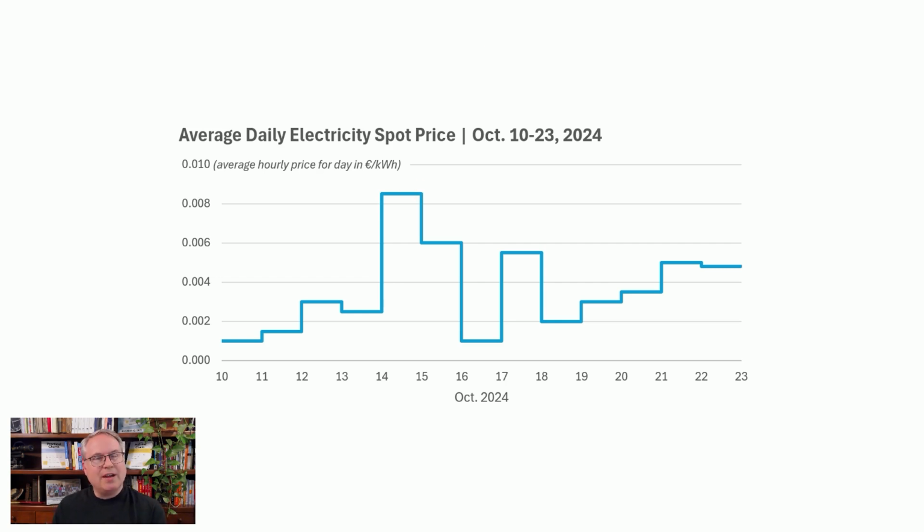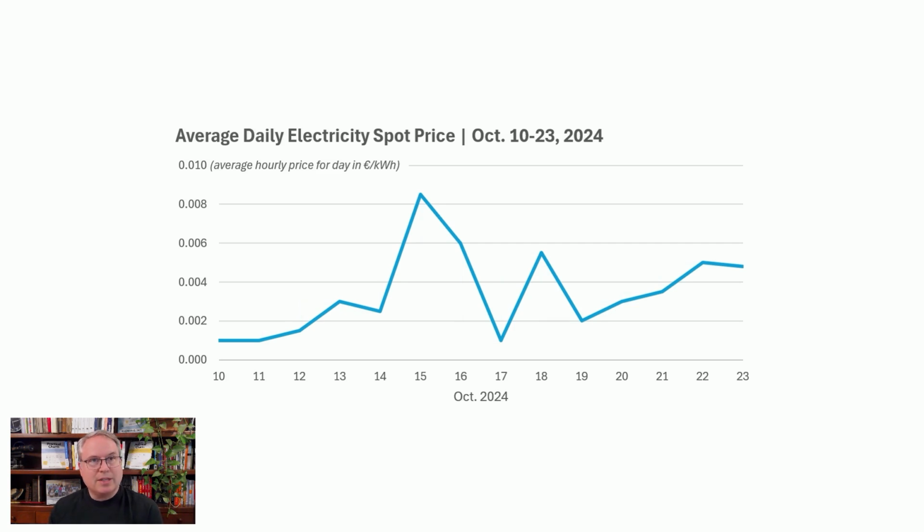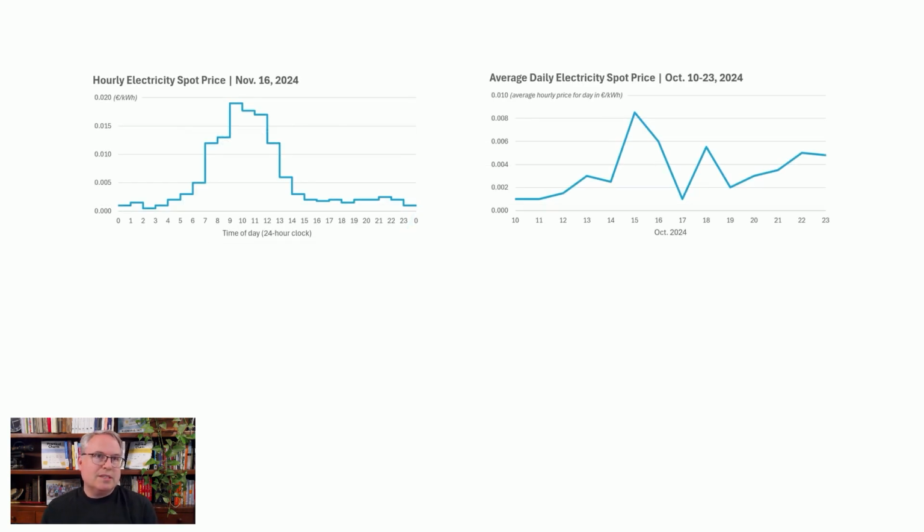But that's not really how an average works, right? An average is just a single value that represents the whole day. It doesn't start at the beginning of the day and end at the end of the day. And so, again, I agreed with her that this is actually a good use case for a standard line chart. And so what's the difference here?